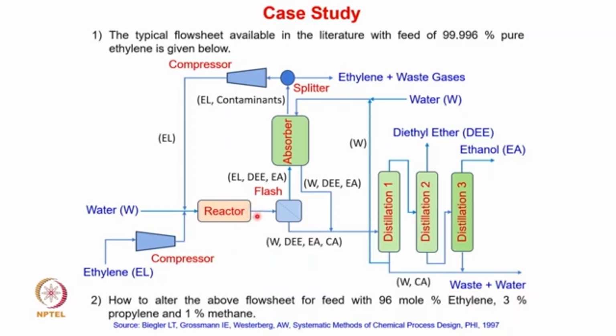cooled down in a heat exchanger to recover the heat, and this cooled feed is then separated in a flash unit, where the vapor coming out from the flash unit actually comprises ethylene, diethyl ether and ethanol. This gas mixture is then scrubbed in the absorber by using the water. So in this absorber, diethyl ether and ethanol from the gas is scrubbed and it is taken out by the water stream, whereas the gas separated here will be comprised of ethylene and contaminants.